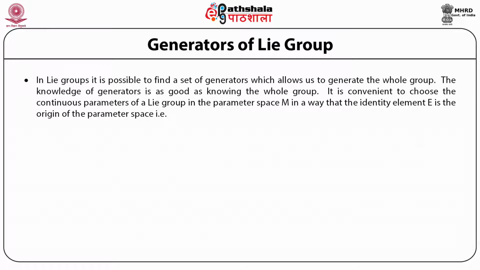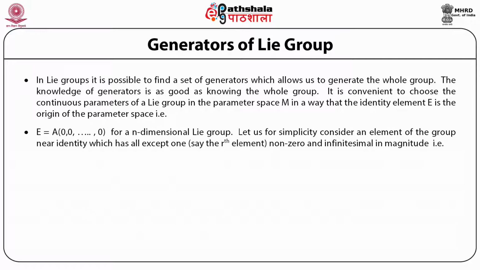So how is it done? We define a parameter space M. Any point in that parameter space gives values for the parameters, and we define the identity element E as the origin of this parameter space, which means that the identity E is defined as the element evaluated at the origin of the parameter space M. So E is equal to A evaluated when all the coordinates in the parameter space are put equal to 0, A(0, 0, 0) for an n-dimensional Lie group, where n is the number of parameters.